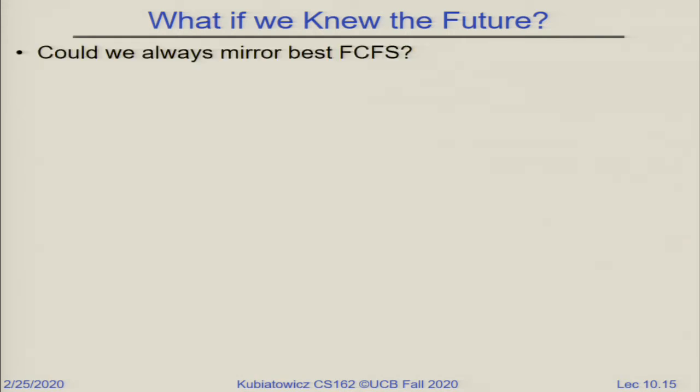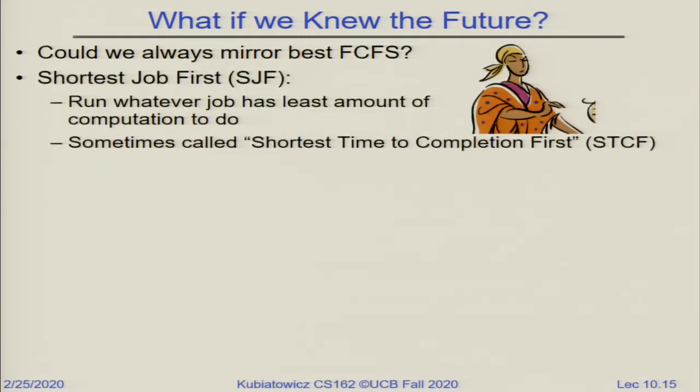So could we always mirror the best of first come, first serve? That would be, if we knew the future, could we rearrange the jobs so we somehow got the best parameters? And the answer is yes. If we knew the future, shortest job first: run whatever job has the least amount of computation to do. If you knew in advance what had the shortest amount of computation, then you'd run the short job first, the next shortest next, and so on, and you get the best parameters out of that. Best average wait time, best average completion time.